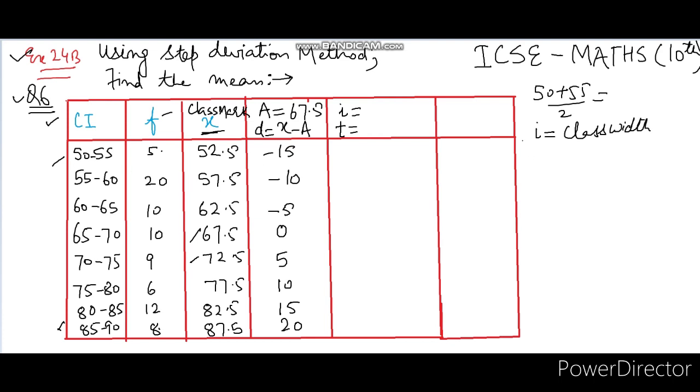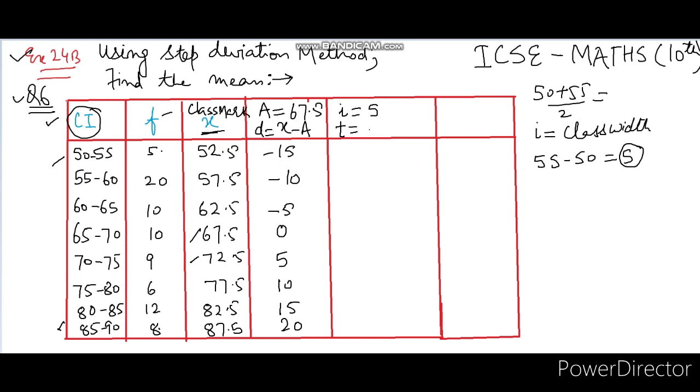The first class interval is 50 to 55. Its class width is simply the upper limit minus the lower limit, and you will find that 5 is the class width of each of these class intervals. Each of these has 5 as the class width. I will write that i is equal to 5 here.